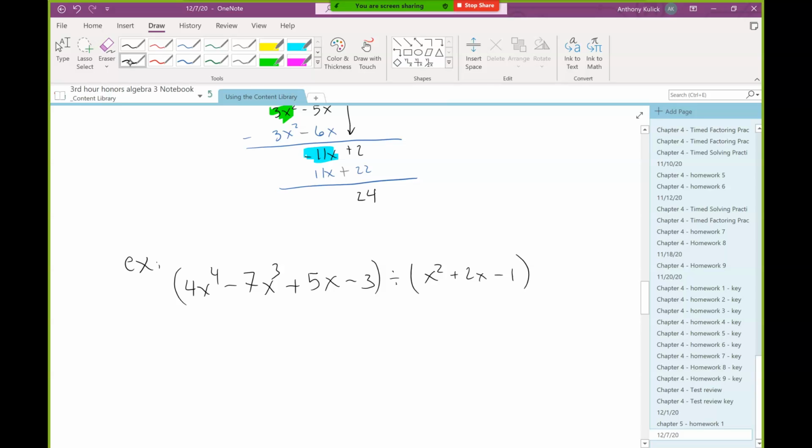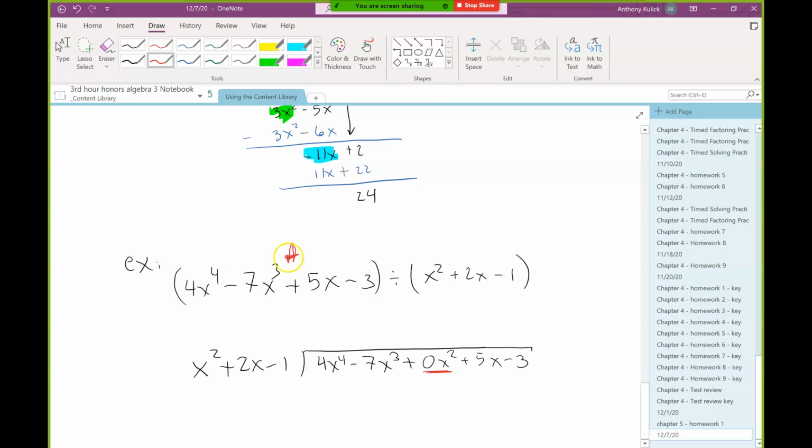Okay, so let's say we want to do 4x to the fourth minus 7x cubed plus 5x minus 3 divided by x squared plus 2x minus 1. We'll set this up the exact same way. But you'll notice something. I included a 0x squared term.